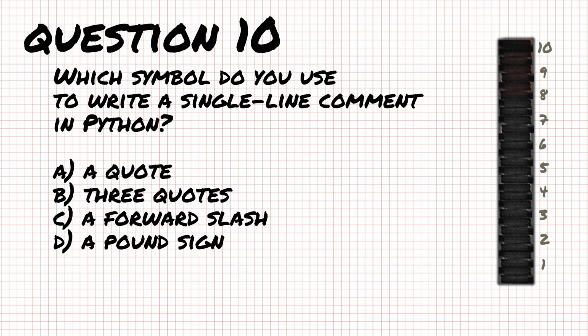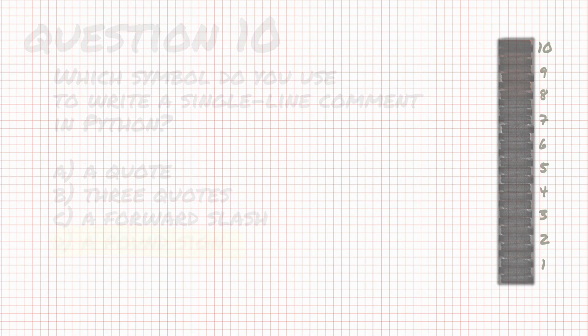To write a comment in Python, in program documentation that is ignored by the Python interpreter, you use D, a pound sign. You might call it a hashtag or number sign. You can write a multi-line documentation string starting and ending with 3 quotes, but that is not technically a comment, as the Python interpreter does not ignore it.